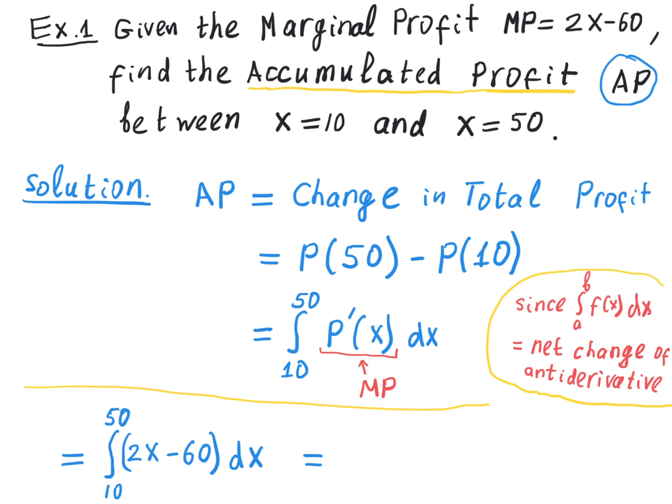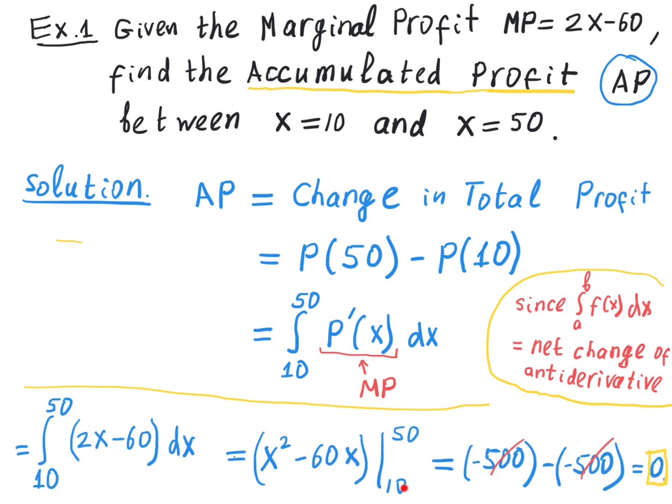The antiderivative of 2x is x squared. And the antiderivative of 60 is 60x. And we need to find the difference at x equal 10 and x equal 50. So now we plug in x equal 10 and x equal 50 in our antiderivative, and in both cases we get minus 500. So the difference between them would be 0. So our accumulated profit is 0.